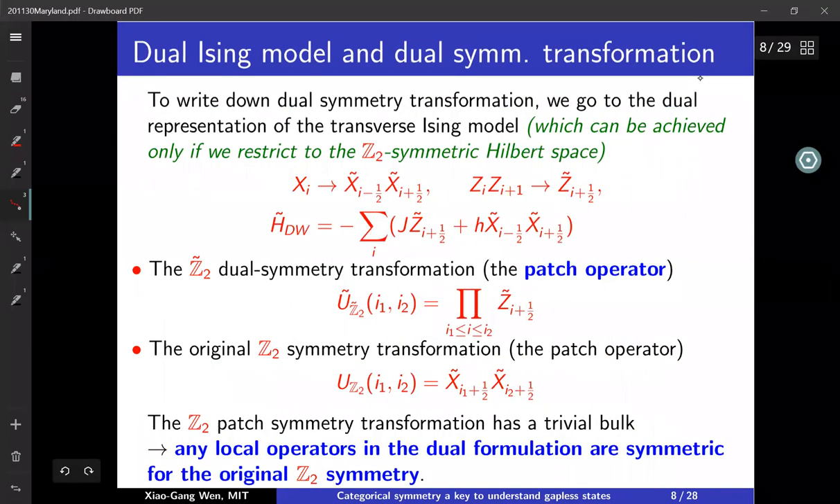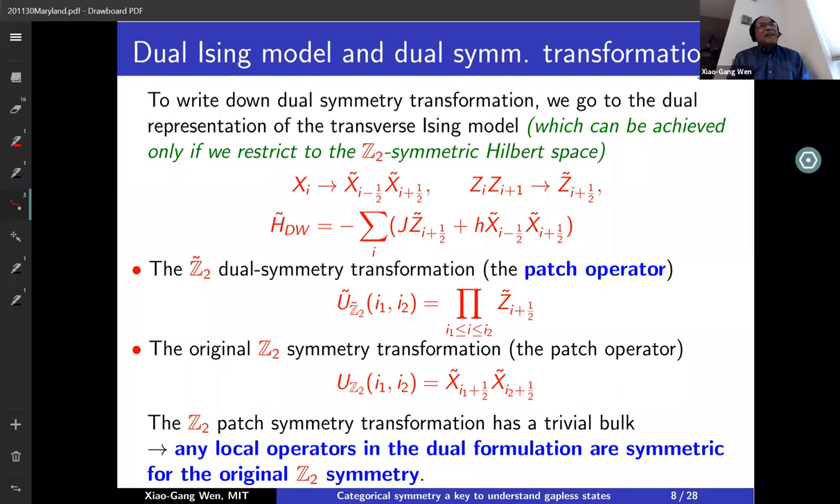So I have a quick question, Xiao-Gang. Yes. In this whole formalism, when you make it more general, are you going to be assuming that the symmetry has an on-site generator in the model in question always? Yeah, in this case, I think the symmetry is on-site.